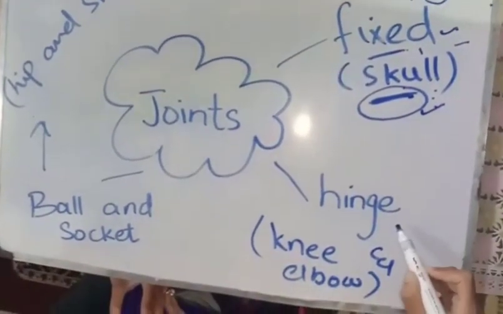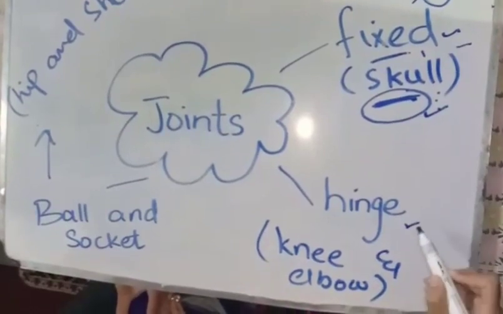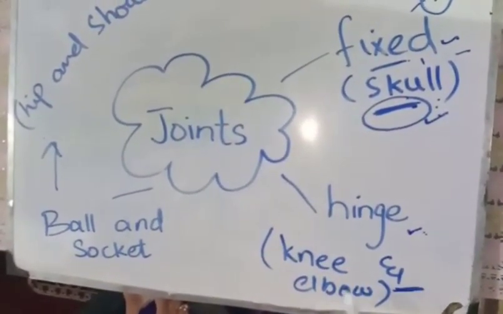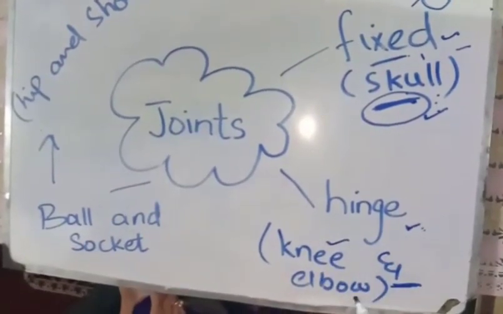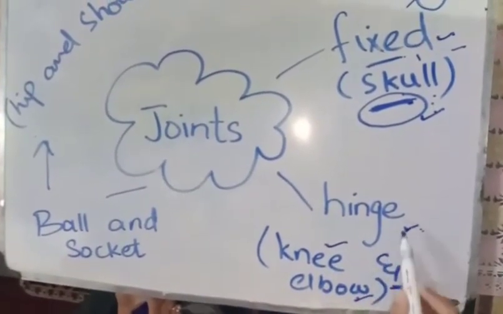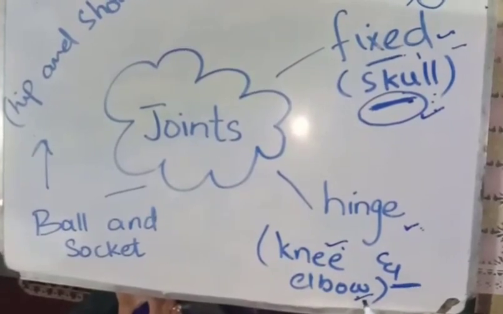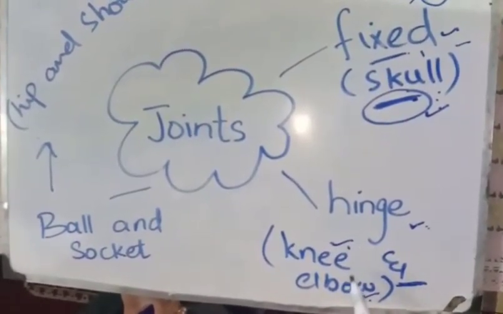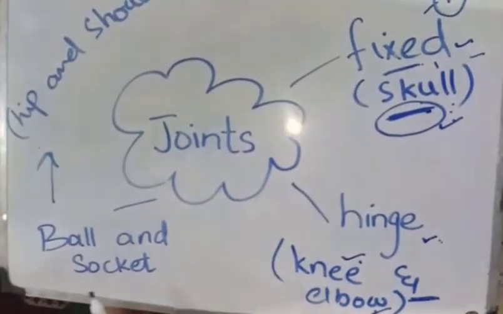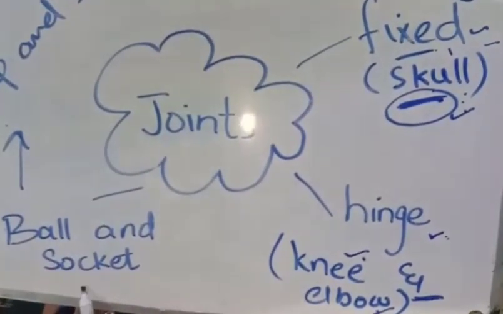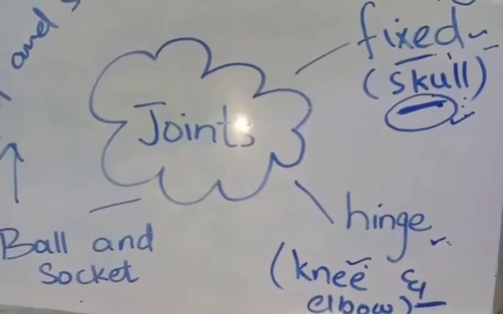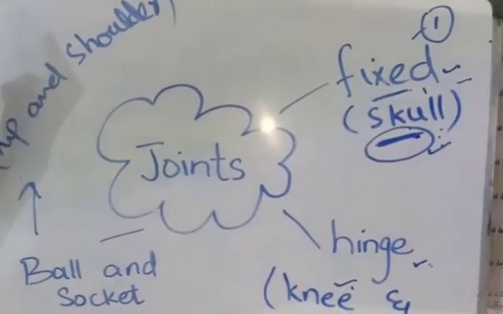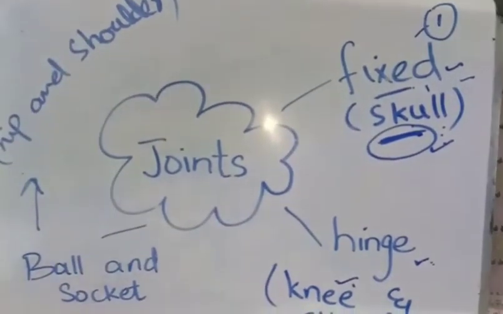And then here comes hinge joint. Hinge joints are present in our knee and elbow. You people know very well about knee and elbow. So these type of joints are present in our knee and elbow, so that's why we can move them easily. And then ball and socket joints. These joints are present in our hip and shoulder. Hip means the pelvis bone, and between the shoulder bone.